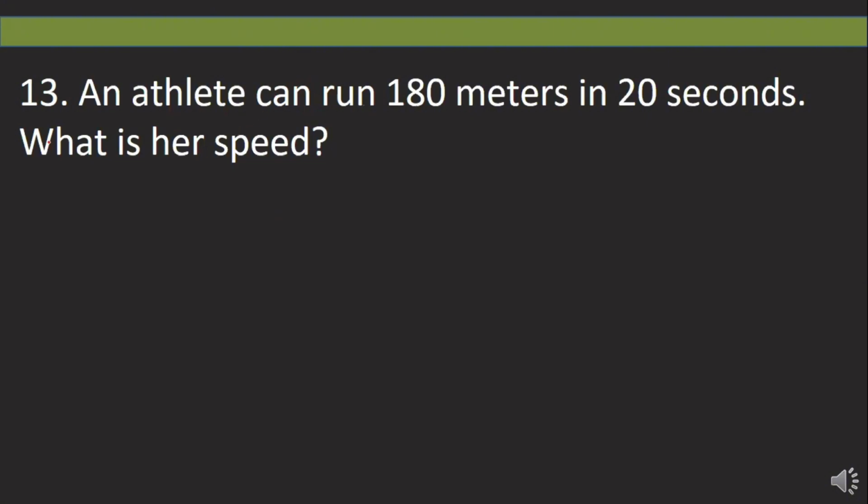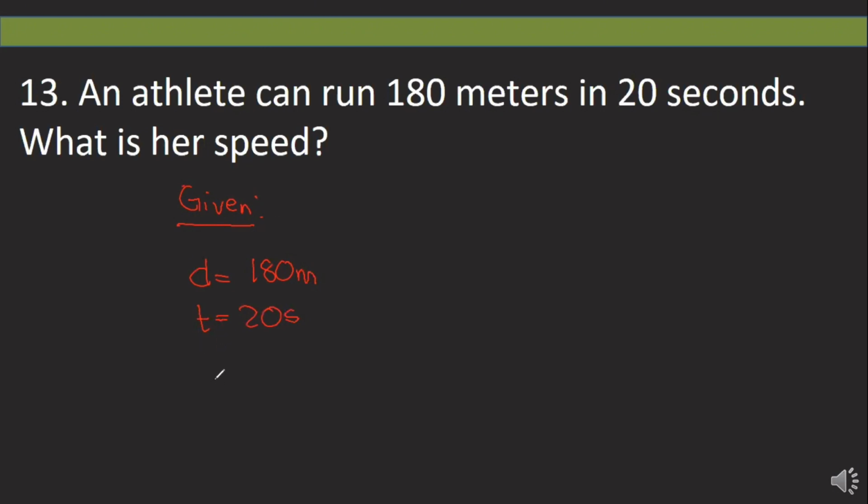So, here, let's have now the given. The given distance is 180 meters, and we also have the given time, which is 20 seconds. So we're looking for the speed.